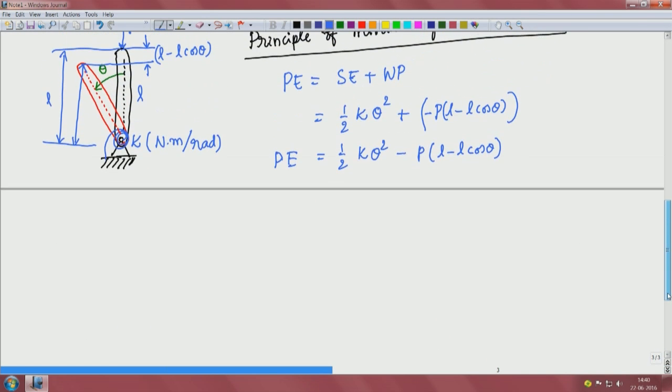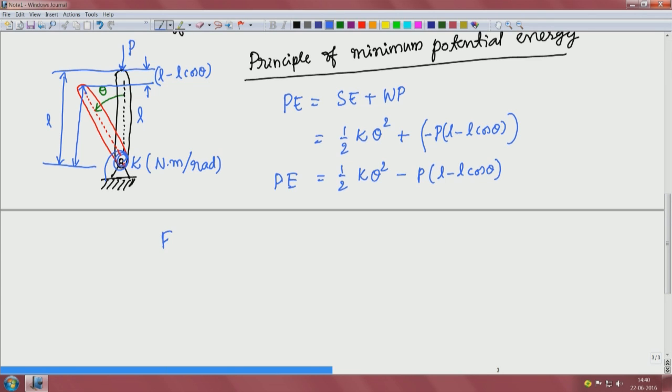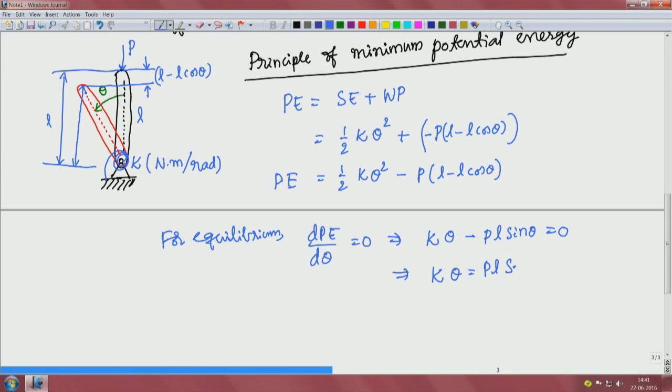We know that for static equilibrium, we must have dPe by d theta, theta is our variable here, equal to 0. Half kappa theta square will give kappa theta when you take the derivative, and for the other term, there is a minus, and the derivative of cosine theta is again minus, so overall it will give plus P L sin theta, that is equal to 0. Okay. So, what we get is kappa theta equal to P L sin theta, that is our static equilibrium equation.